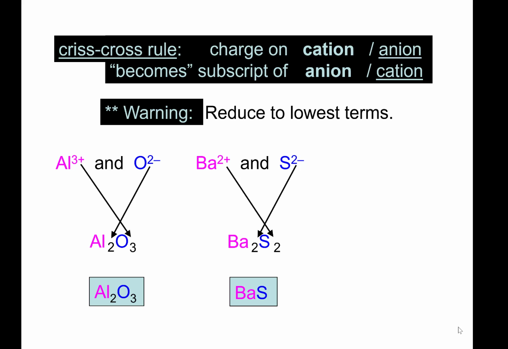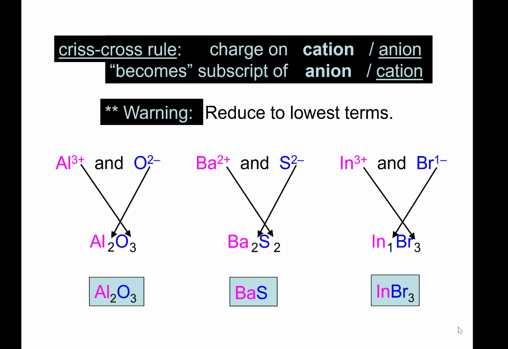Okay, for every one barium, we only need one sulfide ion. So make sure you reduce to lowest terms, which is one of the reasons I don't like the crisscross rule because you might forget to do that. Another reason has to do with when we have polyatomic ions, which we'll talk about later. Here's another example. If we crisscross those numbers, we get InBr3, and that's the formula.